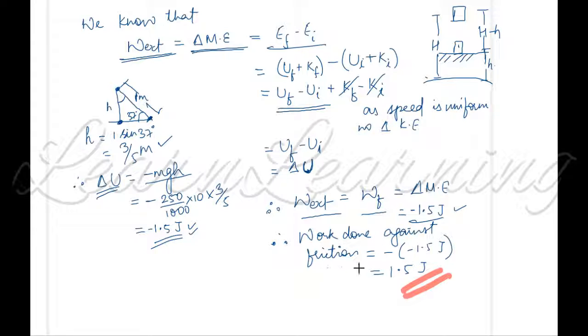So for work done against friction, again the same thing: it will be the negative of the work done by the friction. So that comes to 1.5 joules. So the answer will be 1.5 joules, the work done against the friction. Okay, so this will be the answer.